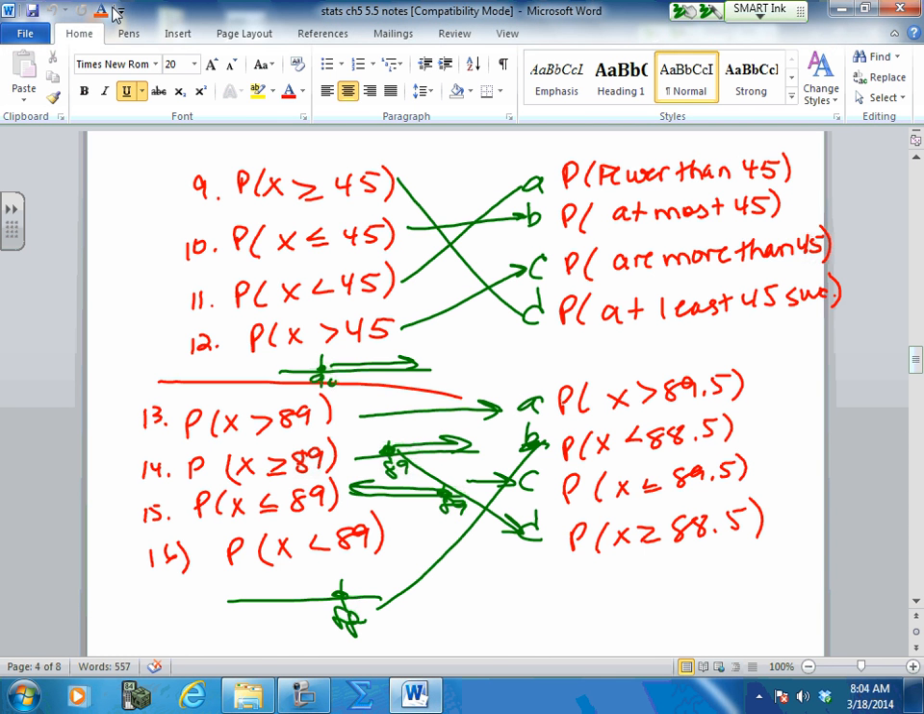Anybody struggling with this part? This is really important that you get this, because in a minute we're going to be putting this into your z-scores. Okay.